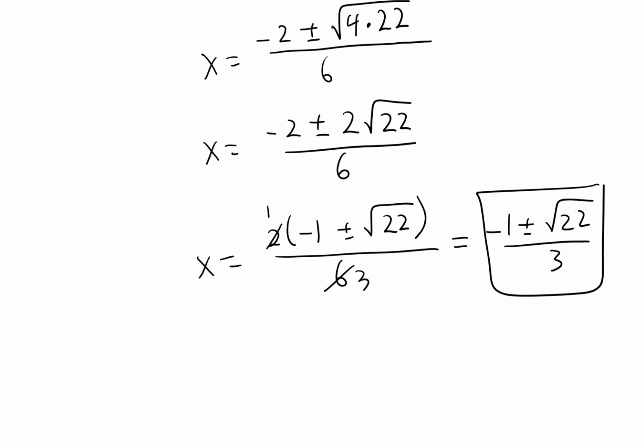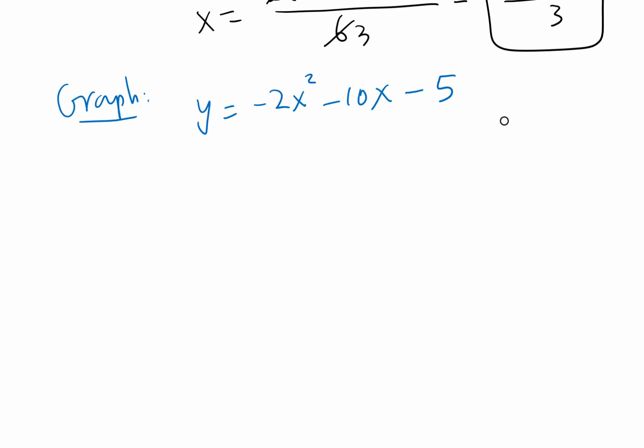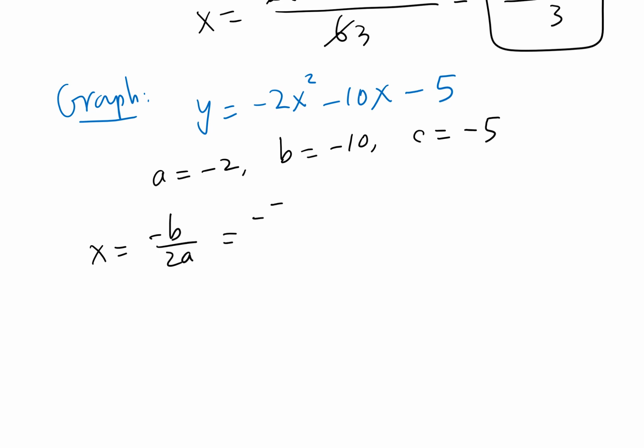Let's look at more graphing, slightly different than the one we started with. y equals negative 2x squared minus 10x minus 5. Try graphing this one as we did for the other example. To graph this one, you can list them out: a is negative 2, b is negative 10, and c is negative 5. So x equals negative b over 2a, negative 10 over 2 times negative 2. That's 10 over negative 4, or negative 5 halves.